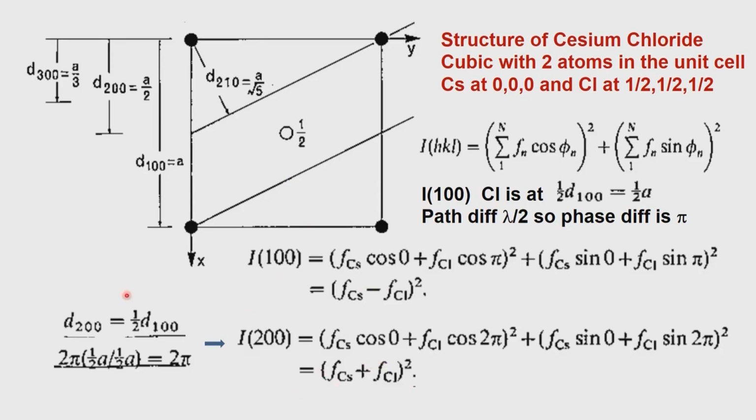So, how does this happen? This happens because d200 is half of d100, and that is therefore 2 pi times half of a. This is capital D hkl by small d hkl. The capital D hkl is half a. The small d hkl is also half a, because we are now considering the reflection 200, which is halfway between 100 and the origin, and therefore we have a 2 pi value corresponding to the phase difference, and that is what has appeared here. So, if you now study this particular slide carefully once more, you will see that it is very easy to identify how these contributions are coming.